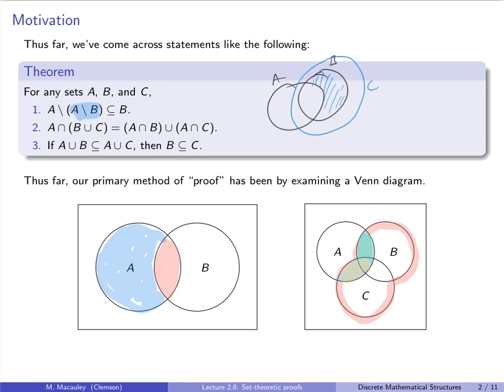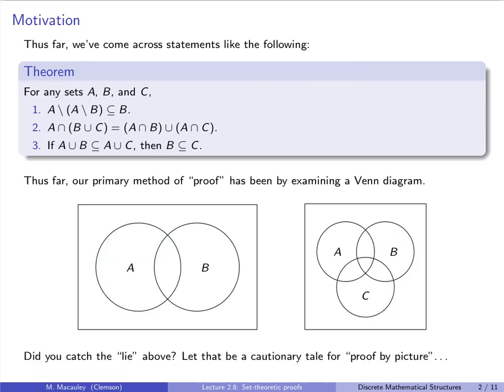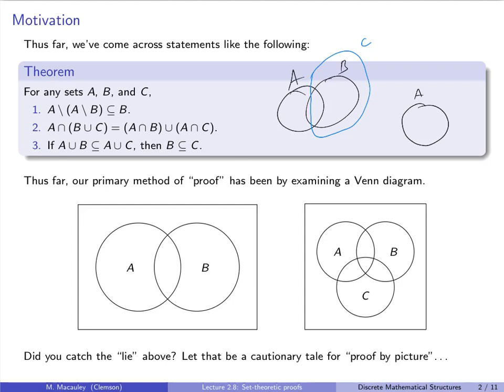Okay, convinced? Well, you shouldn't be, because did you catch the lie that I just gave you? Hopefully you caught it when I did it. It was in the last one. If this is A and this is B, well then, what if I did something like that? What if this is C? So this is an example where A union B is contained in A union C, but B is not contained in C. Or something else I could have done is I could have drawn A like this, and B inside of it, and then C could have been out there.